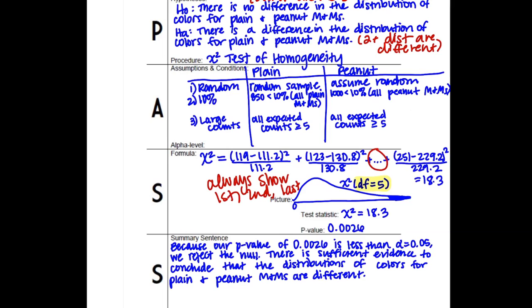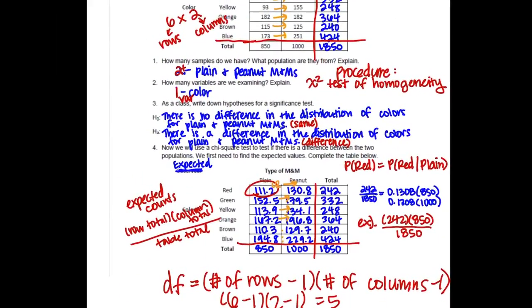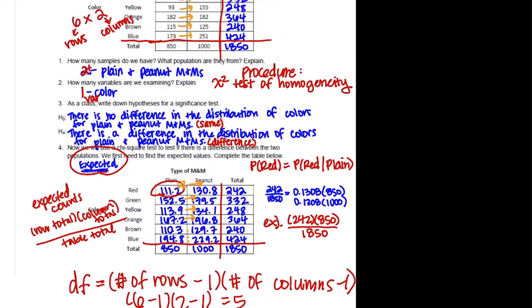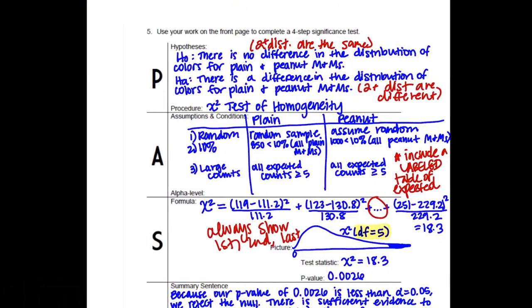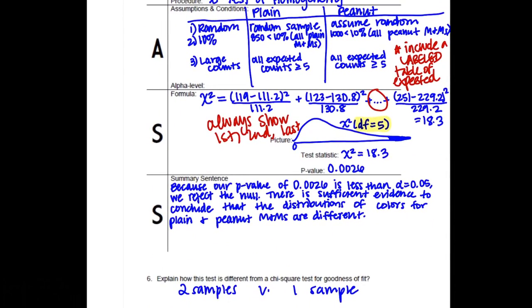And then for the expected counts, you want to include a labeled table of expected counts. So we have that right here. It's labeled as expected right here. And then you fill it in. You don't have to do the totals, but you do need to include that. And I just include it in the A section since I'm checking the expected counts condition there anyway. And because this was 2 samples, I had my 2 columns like I like to do when there's more than 1 sample involved. And then of course our last S has not changed.